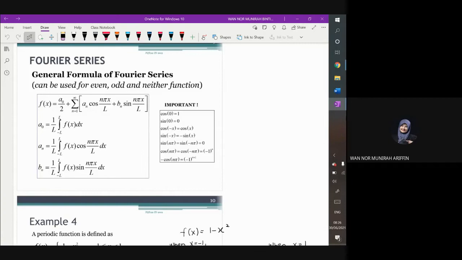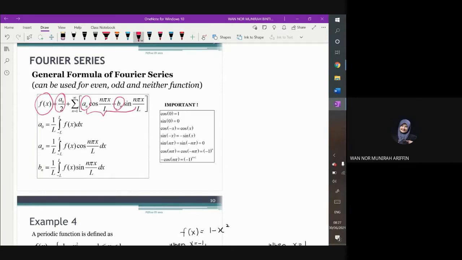So we continue the Fourier series. Alright, as I told you before, the Fourier series is actually f(x). How to get f(x)? f(x) is given by a naught over 2 plus the summation of sine and cosine functions, but for sine and cosine, you have a_n and b_n in front of your sine and cosine.